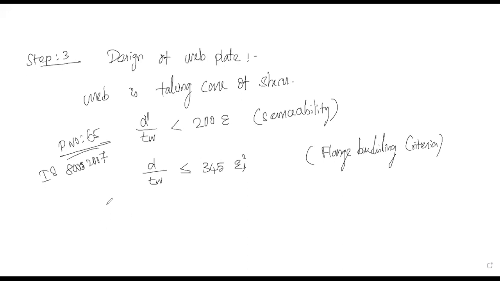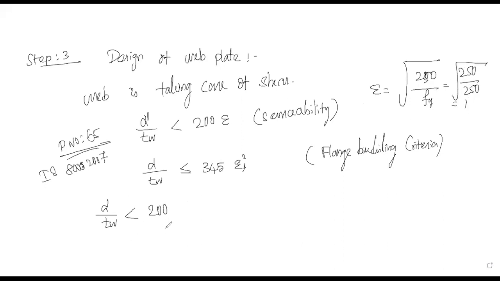Now we are going to substitute this. Epsilon, we all know, is root under 250 divided by fy. Both are the same, 250 by 250, so it becomes 1. So 200 is less than 345, and based on that we are going to proceed.